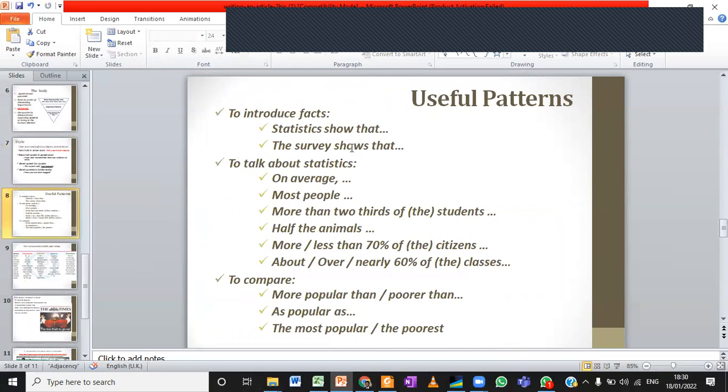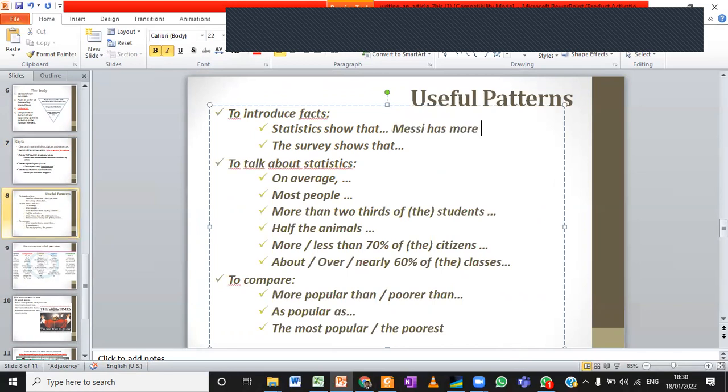Okay, to introduce your facts, do this. You can say statistics show that Messi has more goals, okay? The survey shows that Ronaldo has won more awards than Messi. Okay, so this is how you start your statistics. You introduce your statistics and everything. Okay, most people believe that more than 2/3 of the students in Atlantic Hall perform well in sports because they spend more than 3 hours a day. You know what I'm trying to say, right? Yes, sir. So this is how you present your statistics.